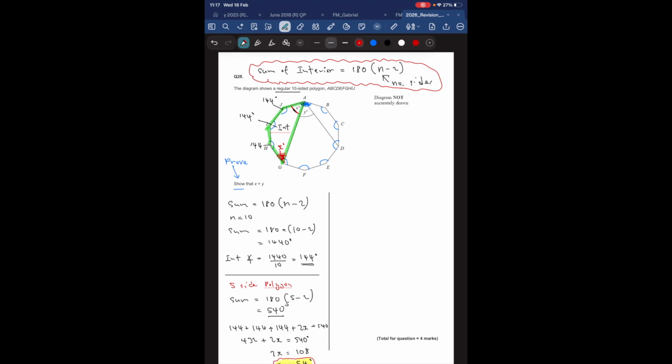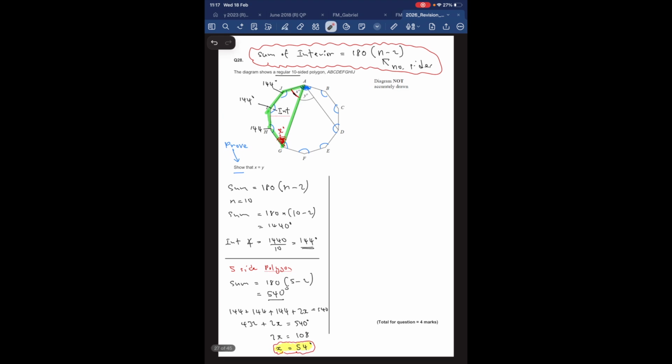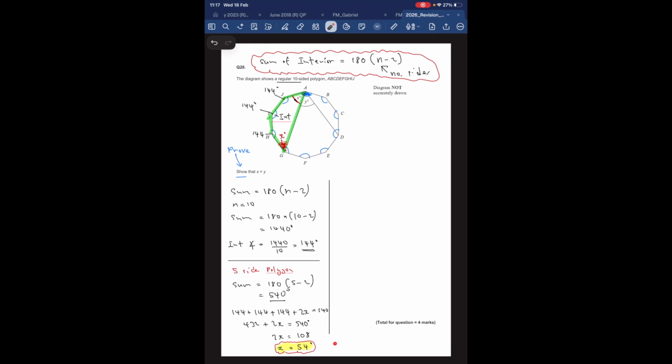In order to answer this question, now that we know that x is equal to 54 degrees, we need to prove that y is equal to 54 degrees as well. Now to do that, we're going to look at this polygon on the right hand side here. Now this is a four-sided polygon. I'm just going to highlight it in yellow.